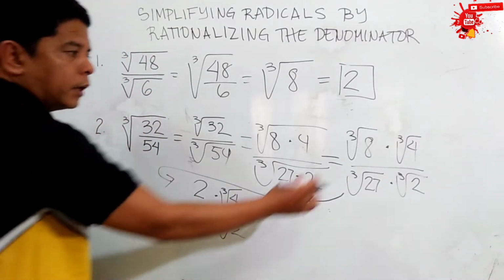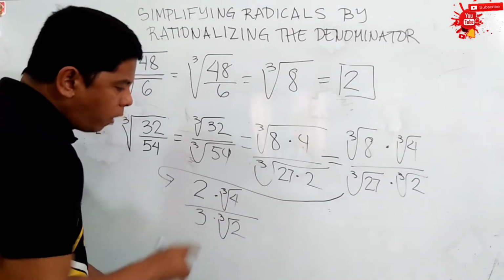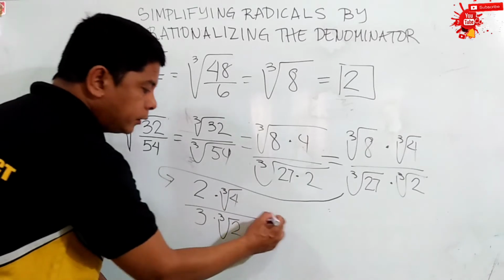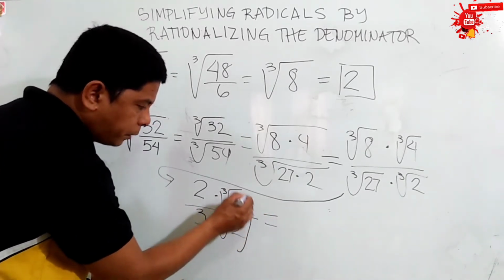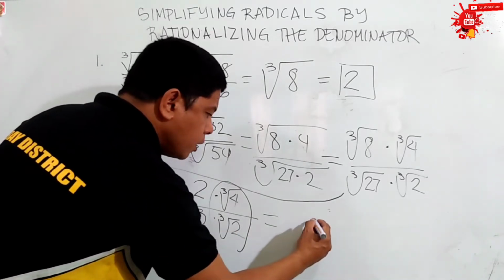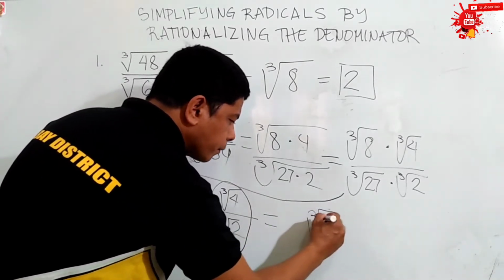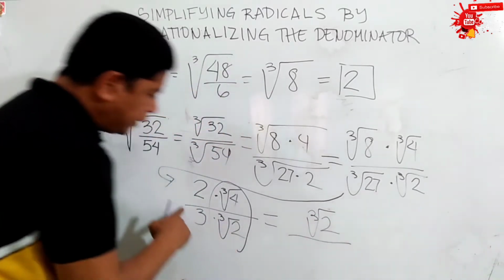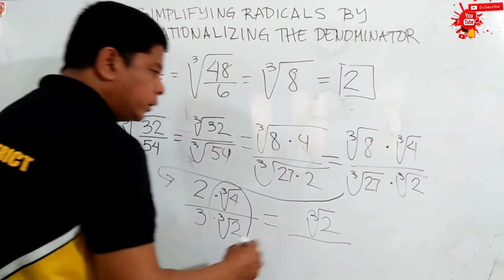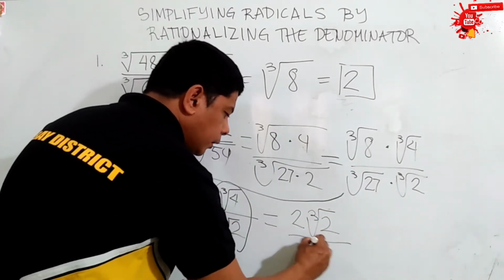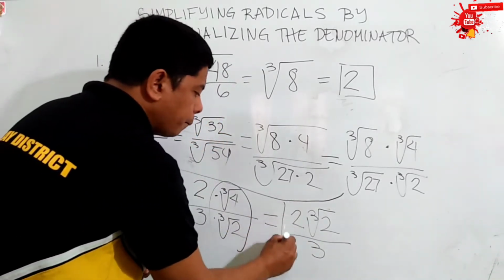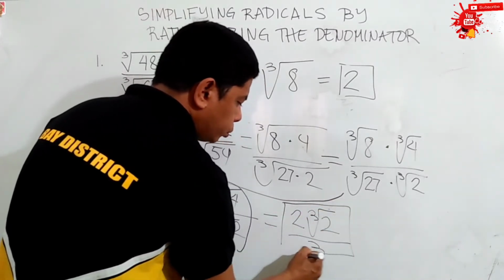So, na-simplify natin ang 8 at saka 27. How about 4 and 2? Pwede nating i-simplify. So, 4 divided by 2. So, that is equal sa cube root of 2 over yung ating na-simplify kanina, which is cube root of 8 and cube root of 27, which is 2 and 3. So, ito po yung sagot natin for example number 2.